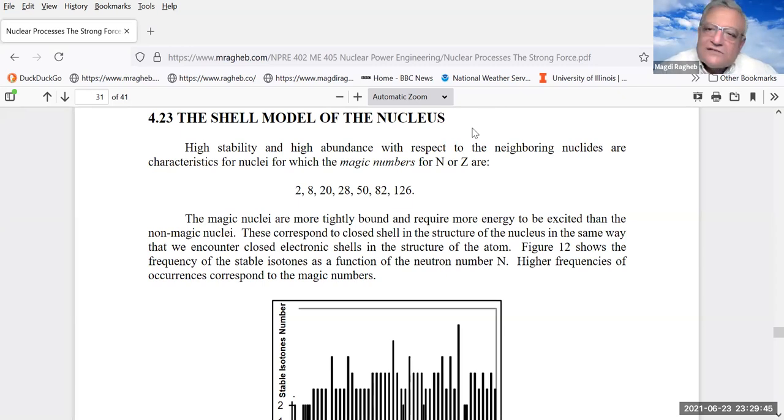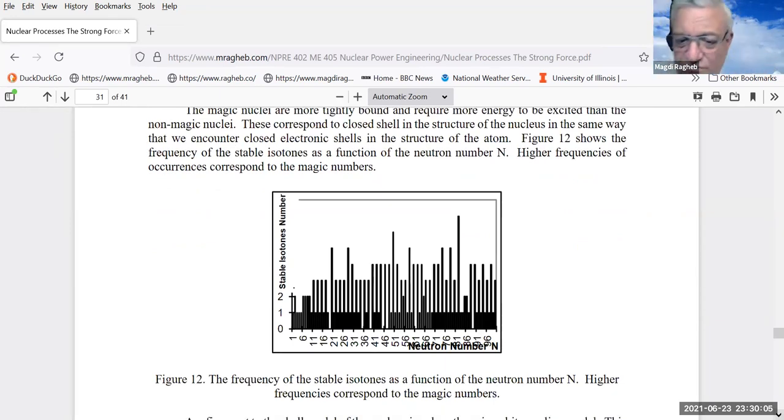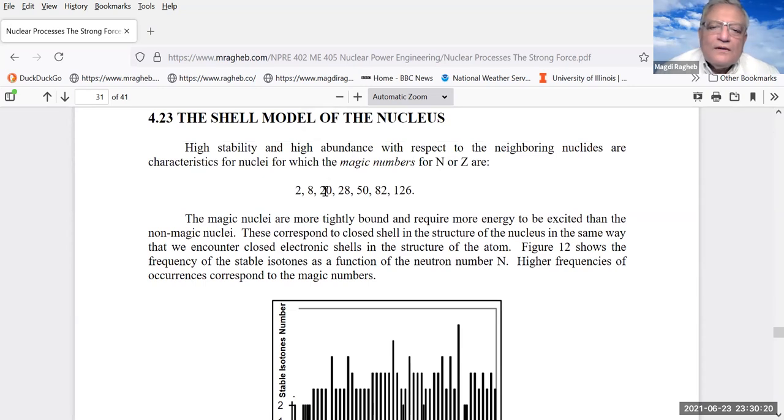In the same way that we have shells of electrons in the atom. And those shells have configurations at 2, 8, 20, 28, 50, 82, and 126, atomic number or mass number A. I put this into a graph shown here. And you could see that at 20, you find those peaks, those shell configurations. 20 for instance, would be for N or Z, that would be calcium-40 as an example.